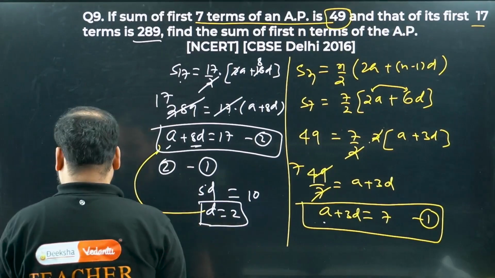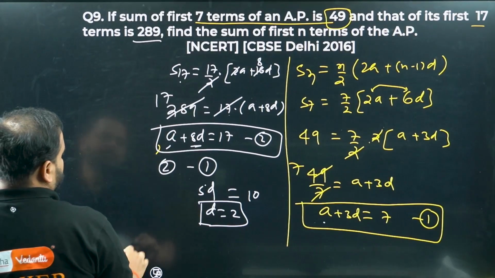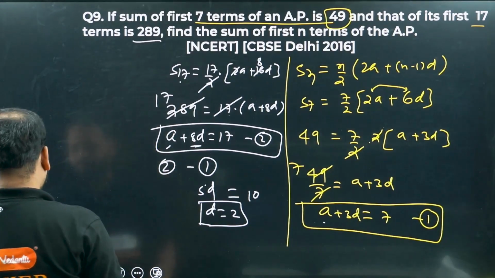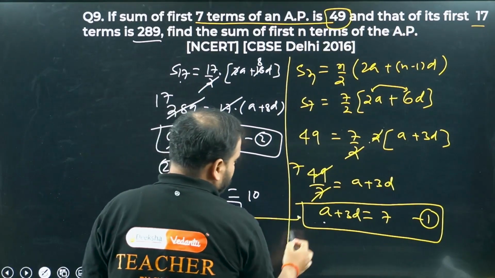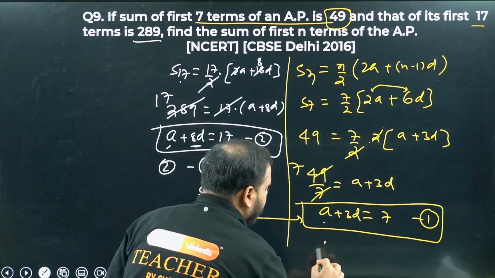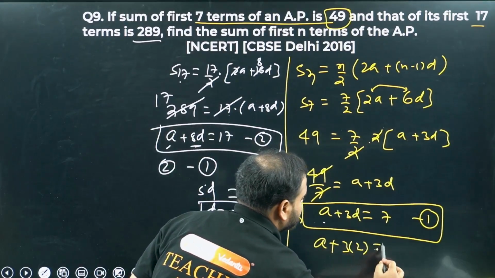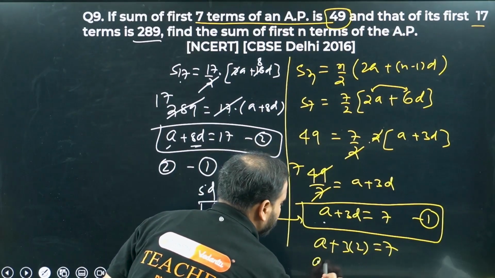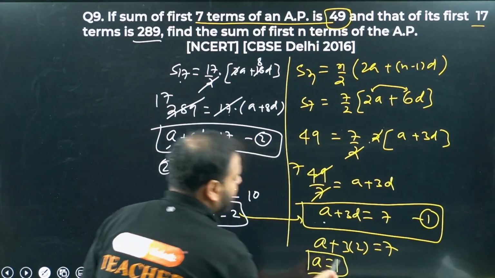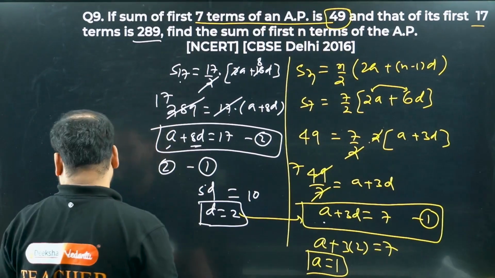Or here also we can put simply. Put it here. D as 2. So what am I going to get? A plus 3 times of 2, right? Equals to 7, right? So what is A equals to? Simply 1. Correct? 3 into 2 is 6 plus 1 is 7. So A equals to 1.